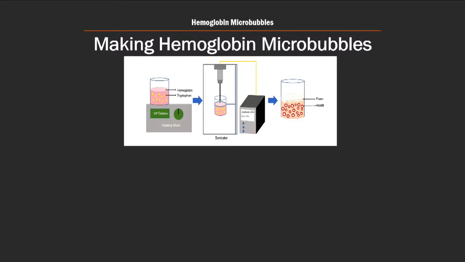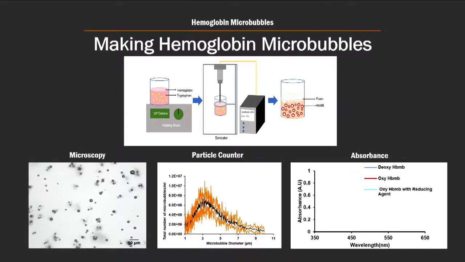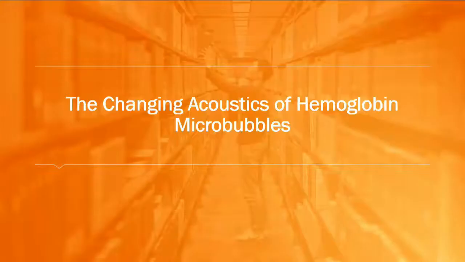I'm not going to go through the details of this right now, but we use an ultrasonic method, probe tip sonication, to generate these bubbles by emulsifying hemoglobin with air. And we can generate these small, less than 10 micron particles that still have the ability to change their optical properties in the presence or absence of oxygen. So this is very important, that the hemoglobin in the bubbles is maintaining its functional ability to bind oxygen.